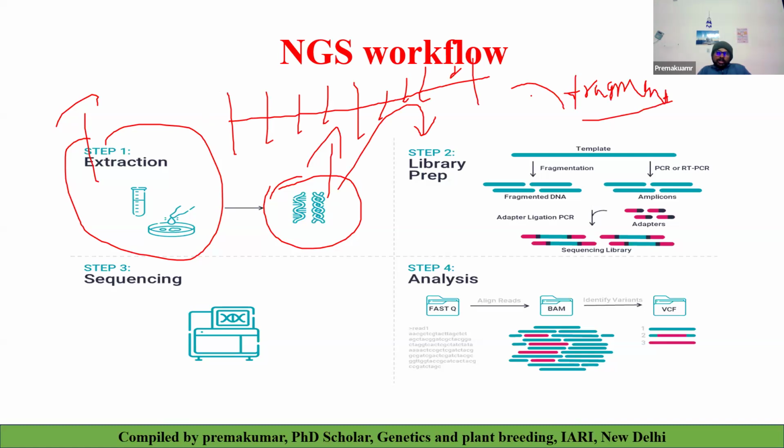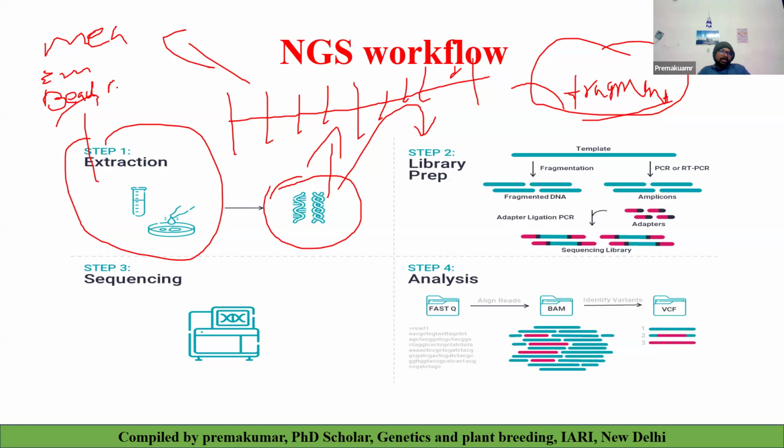Then there are different methods to shear this DNA. One is mechanical shearing, another is enzymatic cleavage, or another method is bead-based technology. Nowadays, the most commonly used technology to fragment the DNA is bead-based technology. Then after you fragment your DNA, you have to ligate it with an adapter.